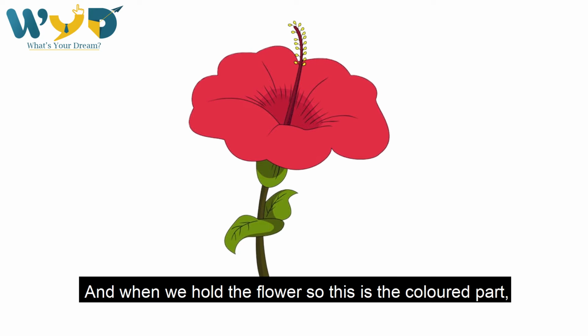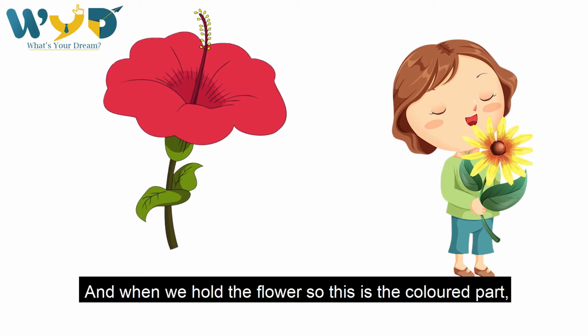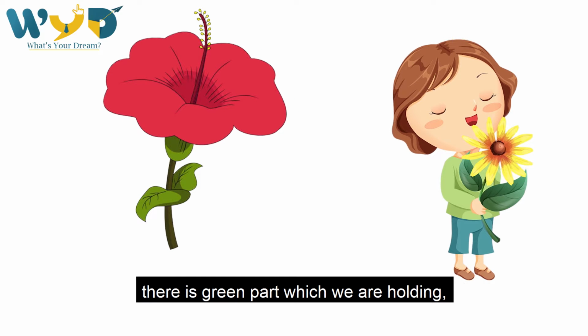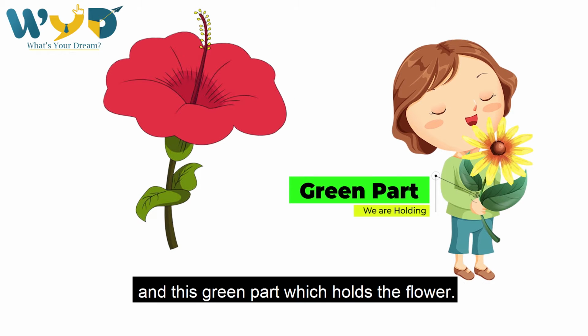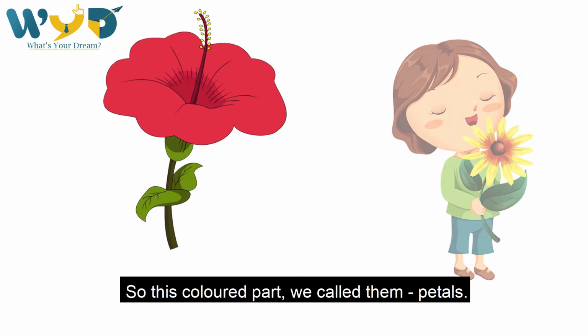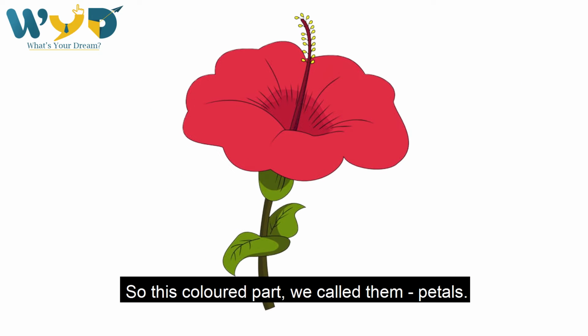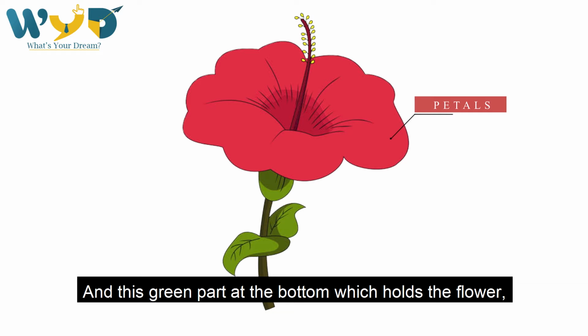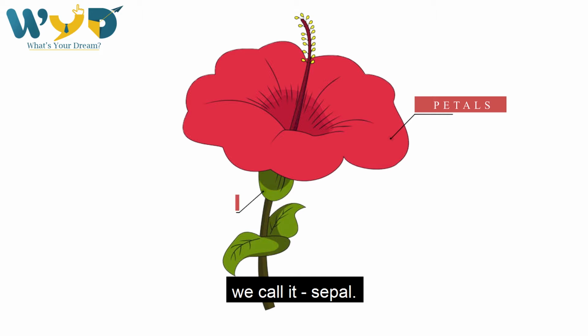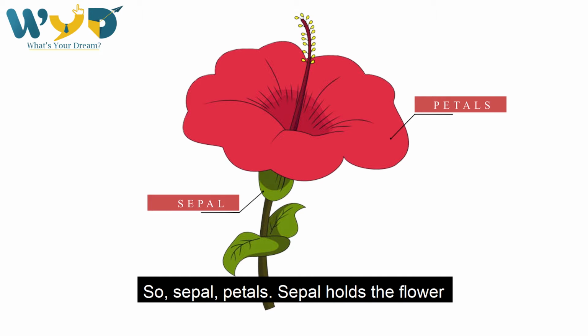And when we hold a flower, this is the colored part, and there is this green part which we are holding, this green part which holds the flower. So these colored parts, we call them petals, and this green part at the bottom which holds a flower, we call it sepal. So sepal, petals.